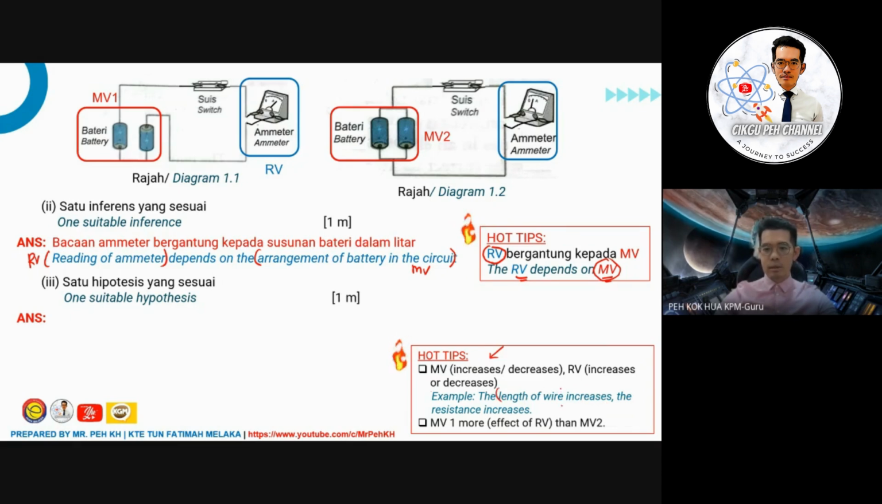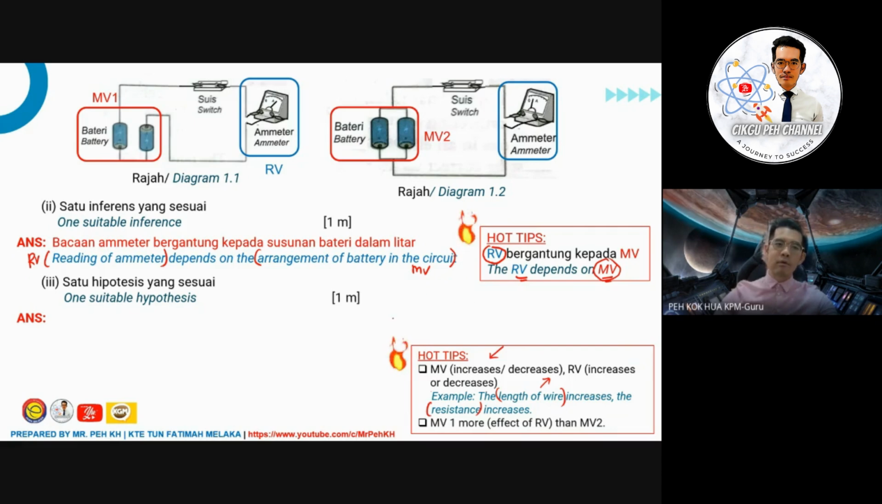This is an experiment you actually already did together with your teacher in chapter 3, subtopic 3.1. But for this experiment, there will be a comparison between 2 different MV here. As I mentioned just now, there will be MV1 and MV2. So you must give the answer for MV1 and relate it to the effect on the RV, then MV2.